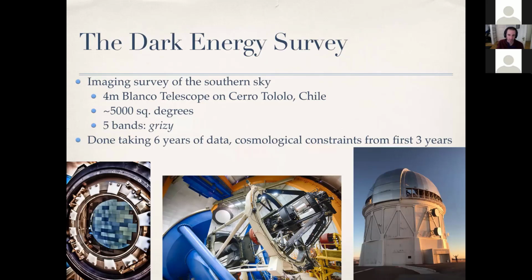I've mentioned the survey quite a few times at this point. Here's a little bit more detail about it. Maybe I should have presented this a little bit earlier, but it's an imaging survey of the southern sky that was done on the 4-meter Blanco telescope in Cerro Tololo, Chile. It's about a 5,000 square degree survey done in 5 photometric bands: G, R, I, Z, and Y. We're done taking all of our data, and we've produced cosmological constraints from our first 3 years of data. Those are the contours that I showed earlier in this talk.